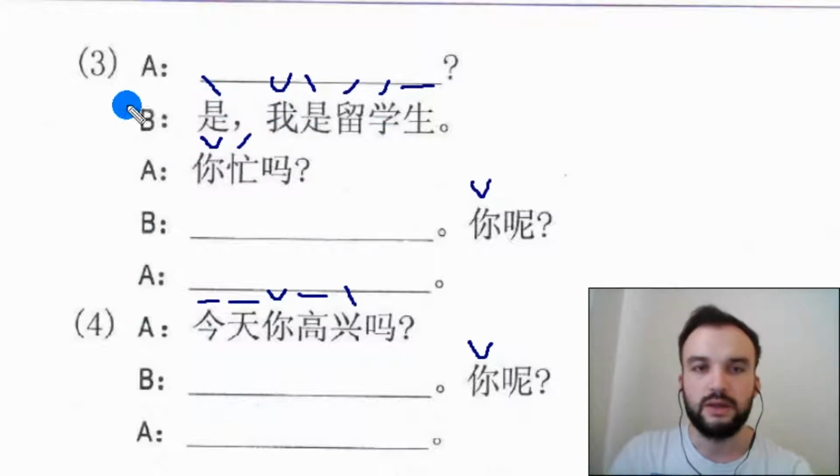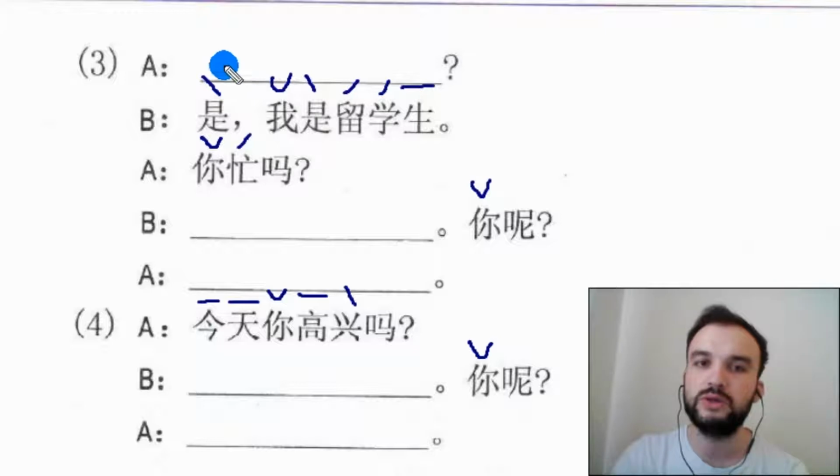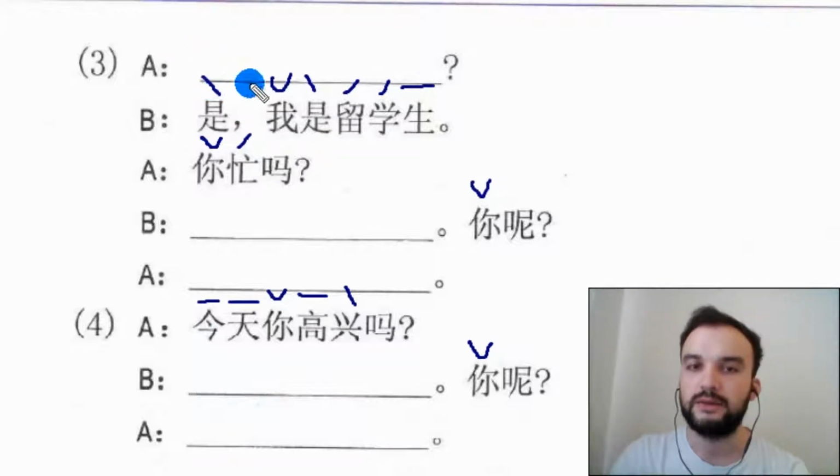Let's look at the third dialogue. Here A asks a question and B answers like this. B answers with 是, sure. It's a short answer, right? So what did I say in the previous lesson? We can make a short answer with the word which we used in the question. So here we see 是, so in our question there must be 是.